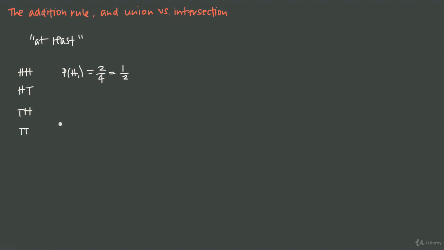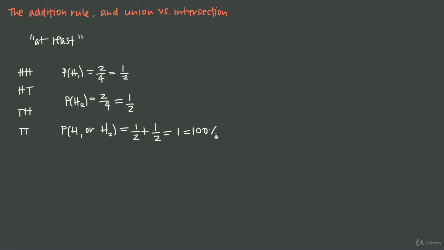And then I could say, well, what's the probability that I get heads on the second flip? Well, this outcome and this outcome both meet that criteria, so I could say the probability that I get heads on the second flip is, again, 2 out of 4, or 1/2. And then I might say something like, the probability that I either get heads on the first flip or heads on the second flip is 1/2 plus 1/2 equals 1, or 100%.